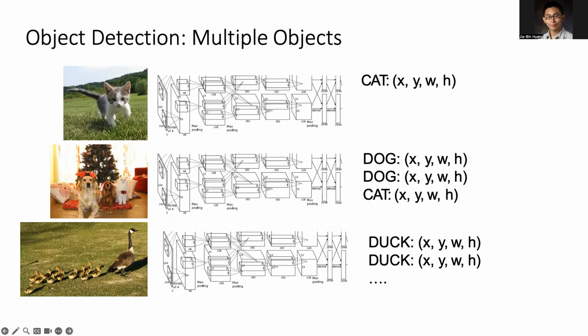Okay, so how about this? What's the problem of this, if I use the same methods? Any thoughts? No problem with this? What could go wrong with this? Any idea?